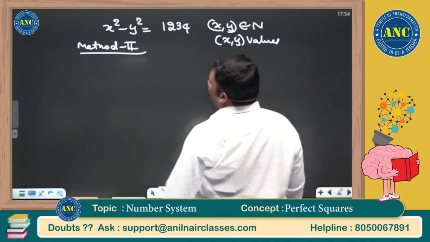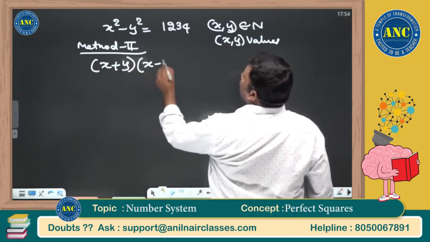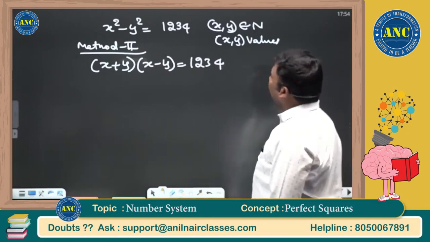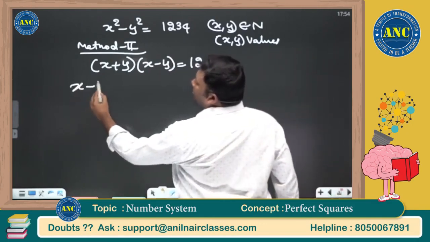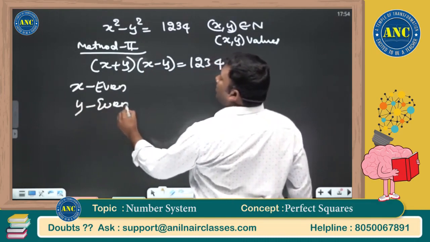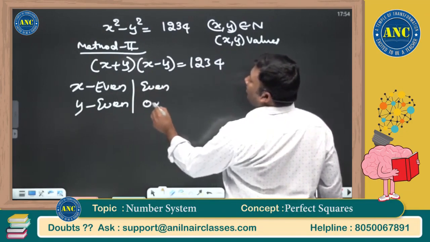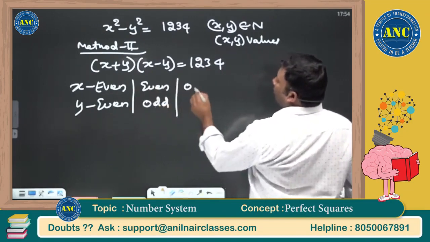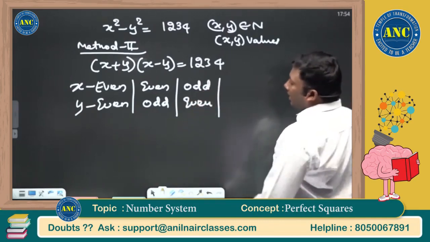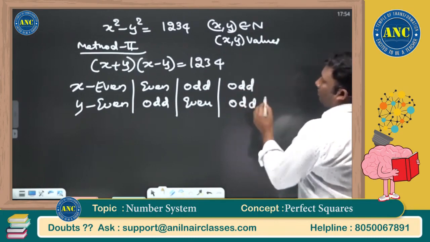x, y are natural numbers. In case a student is solving like this, x plus y into x minus y equivalent to 1, 2, 3, 4. x, y are natural numbers. x is an even number, y is an even number. Both will have the same parity. One can be an even number, another can be an odd number. x can be an odd number, y can be an even number. x can be an odd number, y can be an odd number.